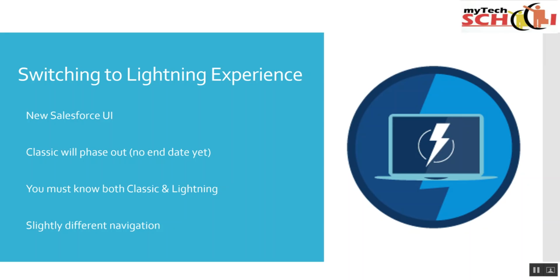The navigation is not so different. It's not so 180 that you're going to be lost, but there are some minor changes that we need to keep in mind. Where to find your objects in Classic is slightly different than where you find your objects in Lightning. So those navigations we do need to keep in mind. Again, we'll quickly touch on that a little bit later in this presentation.